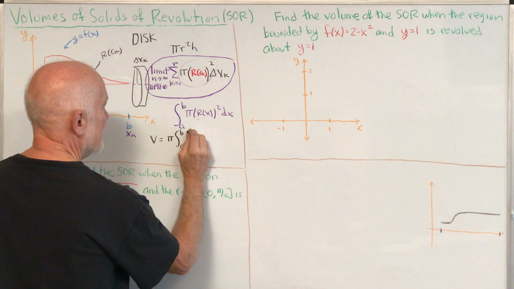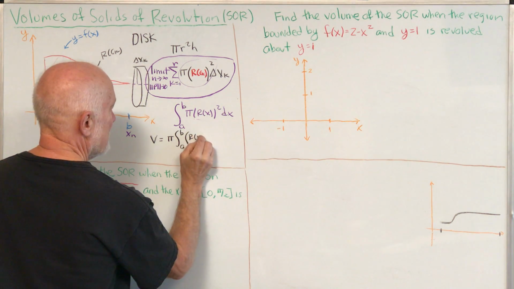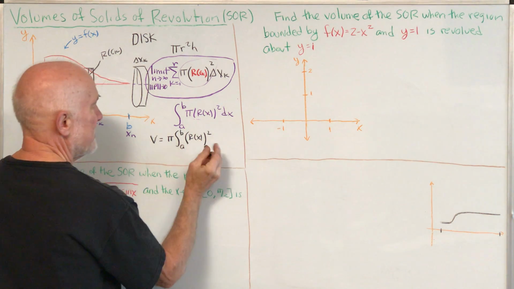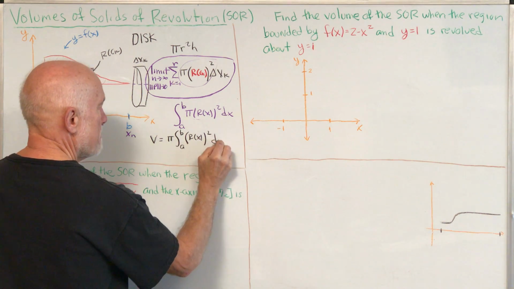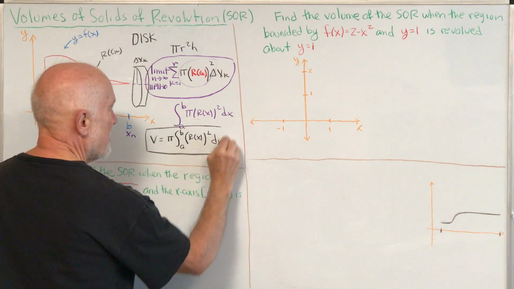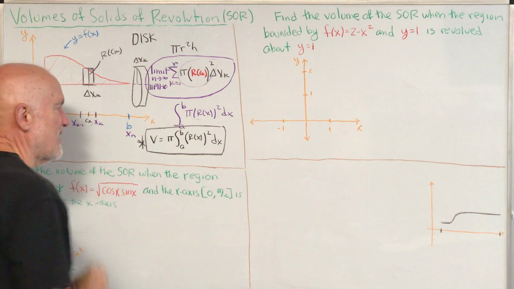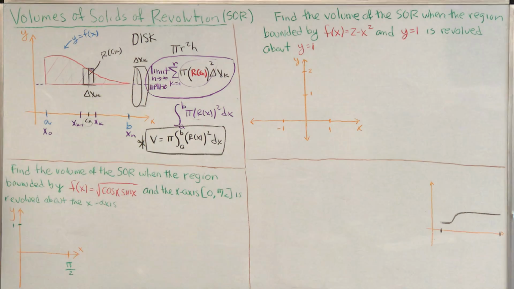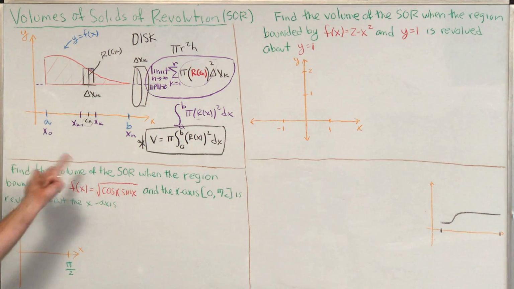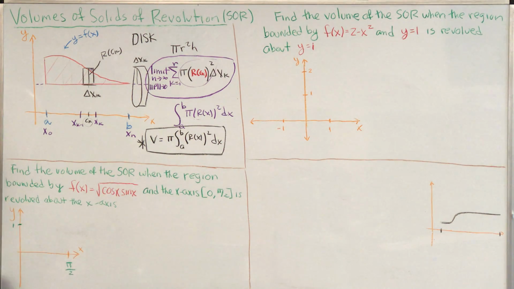But otherwise, that is the formula for disks. So we can just box that off and put a little star next to it, because that's going to be pretty important. Now that we've got that, let's try an example.